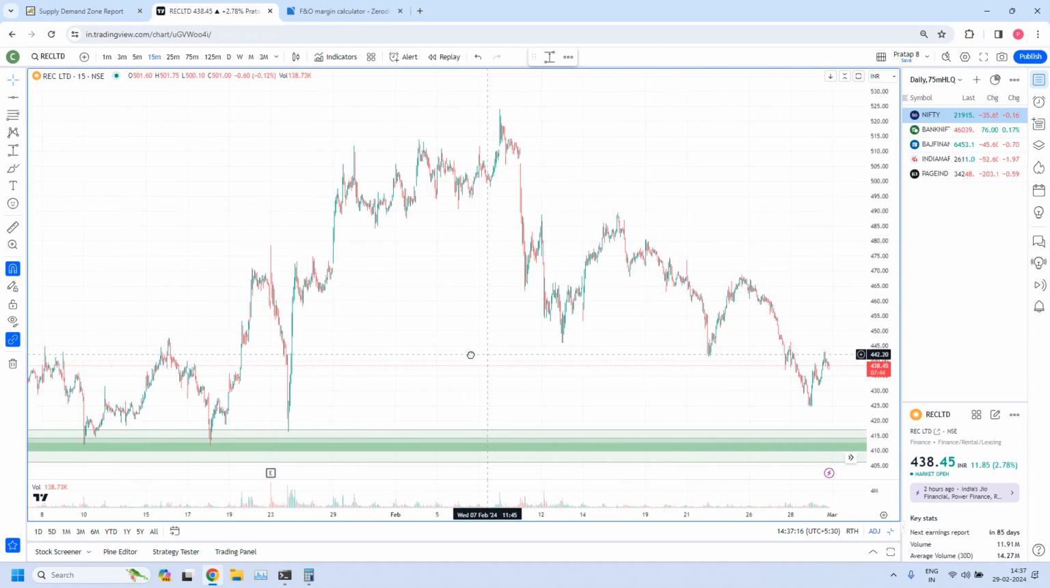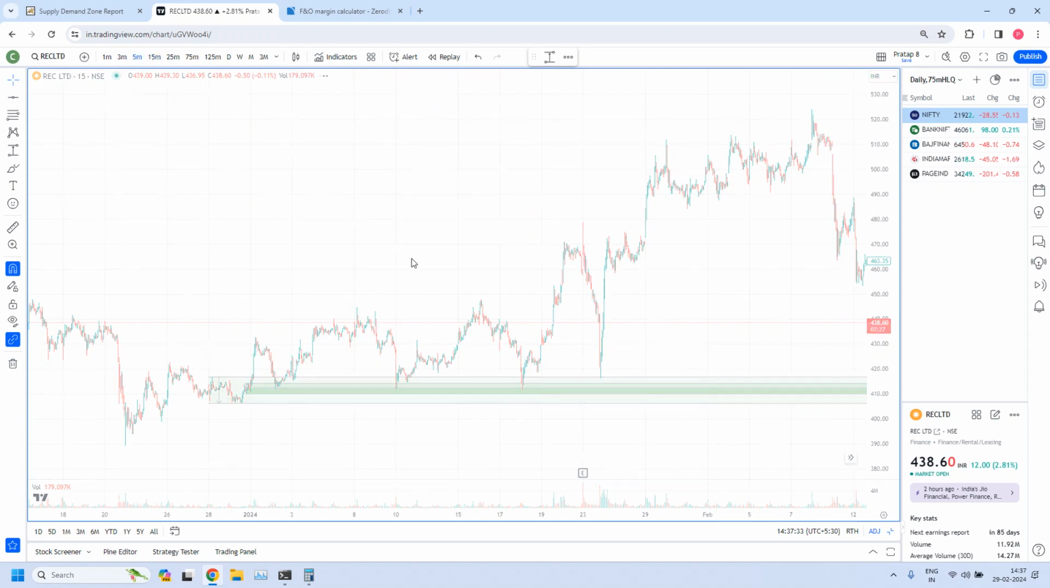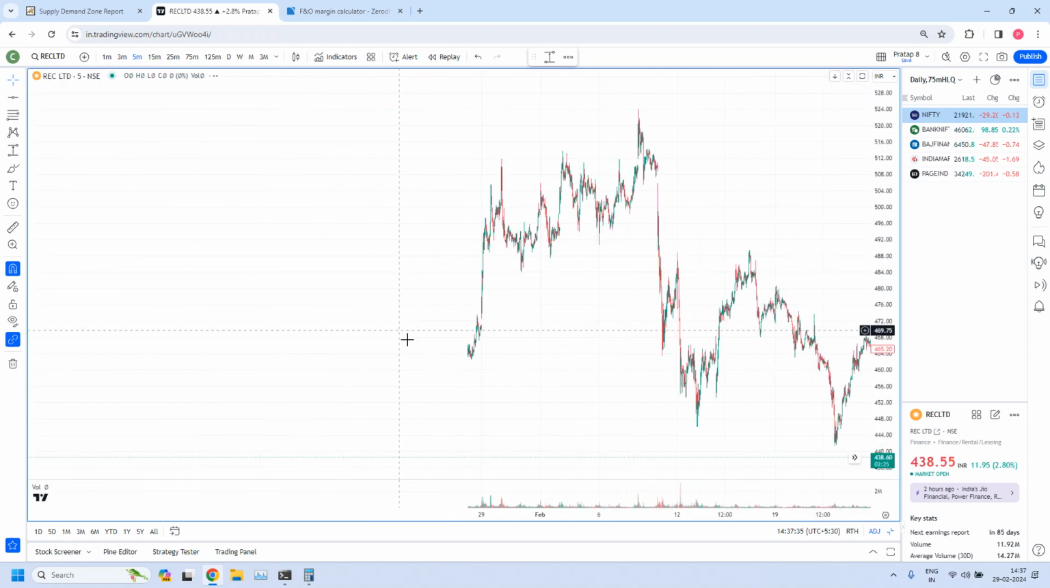All these are high liquidity zones. That means inside daily there is a 75 minutes high liquidity zone. Inside 75 minutes there is a 15 minutes high liquidity zone. Now inside 15 we should look for a 5 minutes zone. Let us look for the 5 minutes zone.